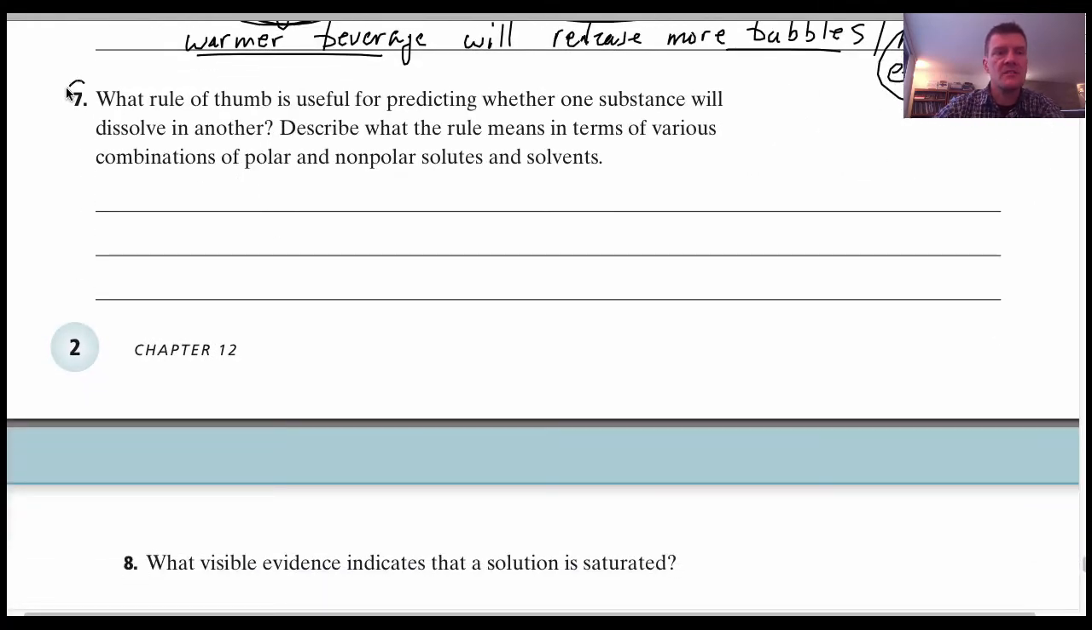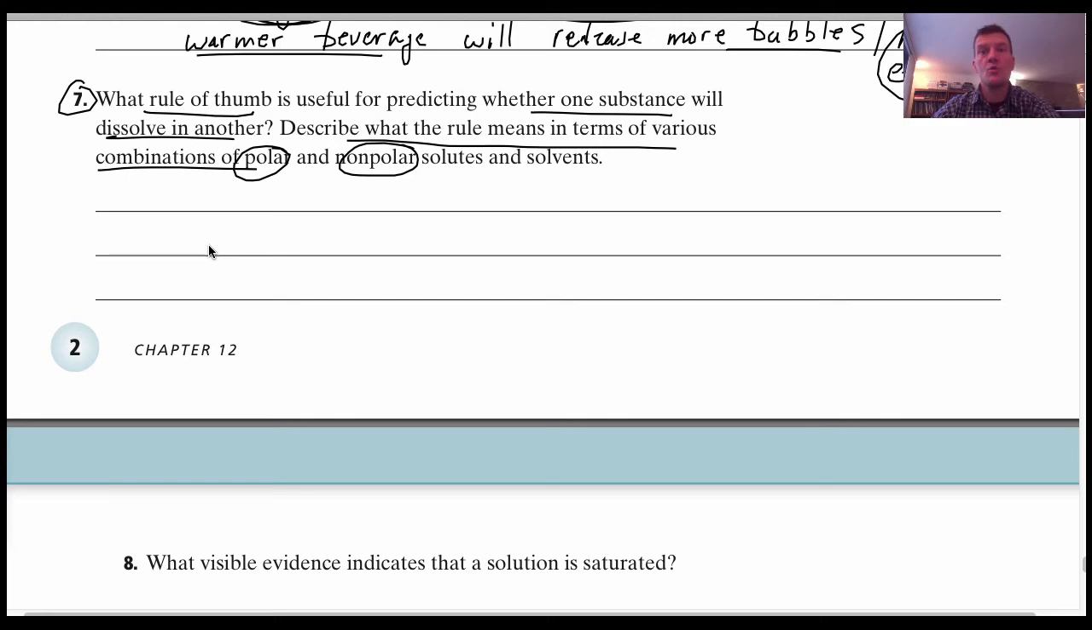Okay, number 7. What rule of thumb is useful for predicting whether one substance will dissolve in another? Describe what the rule means in terms of various combinations of polar and nonpolar. So the basic rule of thumb is like dissolves like. What does that mean? Like dissolves like.